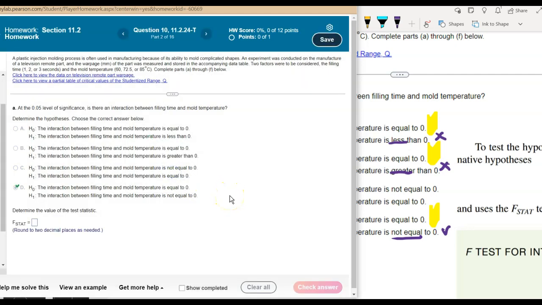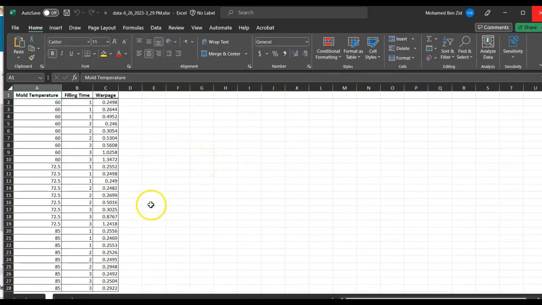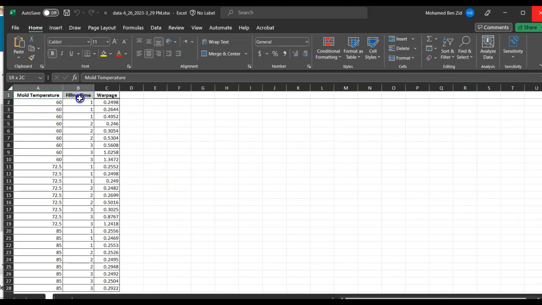So we assume right now that the question will wait for you until you run your Excel, so you can go back to your Excel. All right, so now we want to run this data. The issue is that the data is not properly set up for our data analysis test, so I'm going to have to rearrange it.